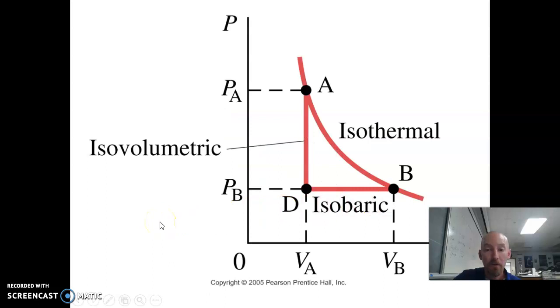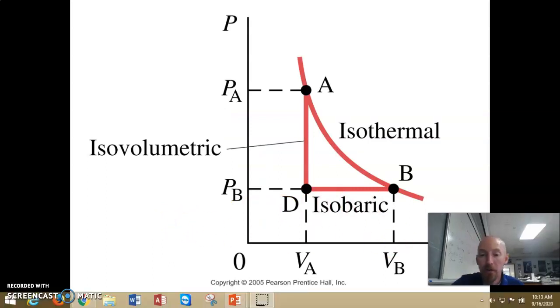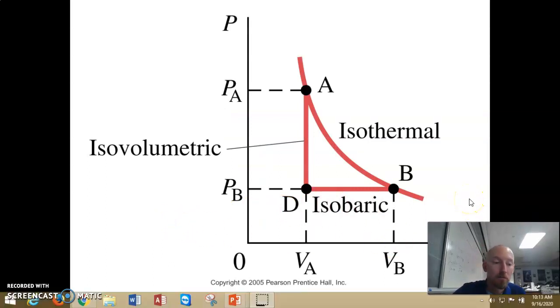And so what happens is they can actually put this into a full graph where you have different processes happening, and they'll say, well, what's going on at different places along this graph, right? We can go from A to B to D, or A to D to B, or A to D to B to A. And so they'll say, well, from A to B, what is that process? They can ask you questions about temperature, things like this.